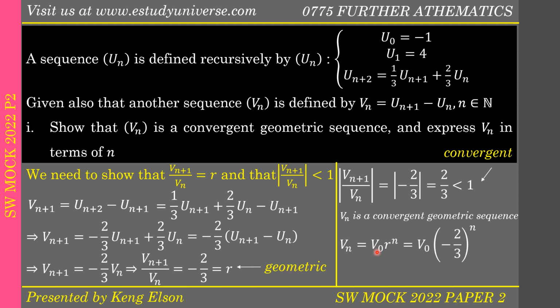The first term could be v1 or v0 or v2, but we need to check the definition of vn, since they said for all natural numbers. Okay, and you realize that n can actually begin from 0. Since u0 exists, it means that my first term of vn will be v0.